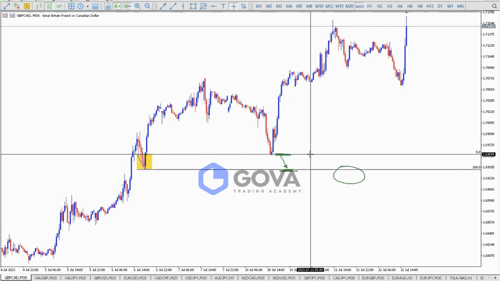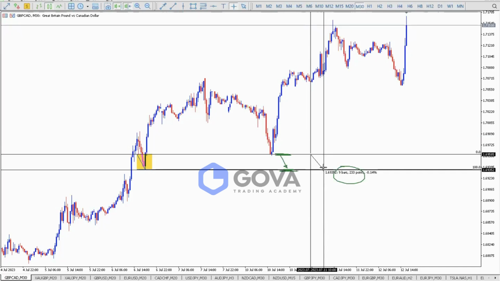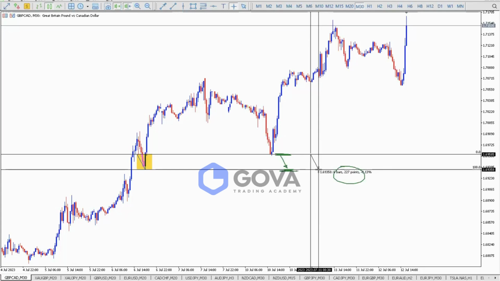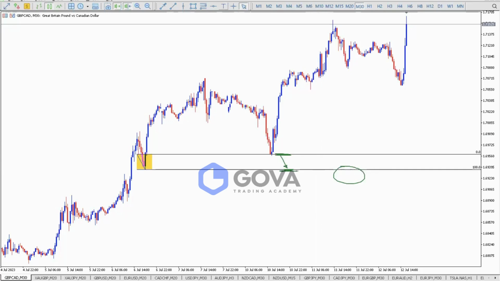Let's do it again. So you can see this is 227 points. So in pips, this is 22 pips. That's 22 pips risk, okay? So it means that this area is giving us a 22 pips risk.